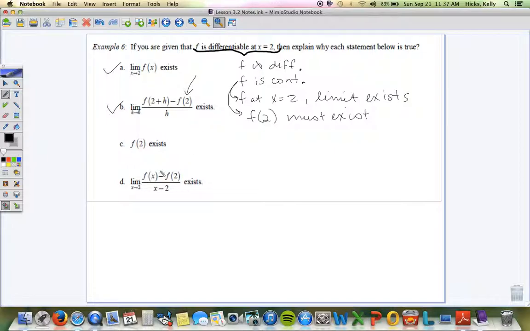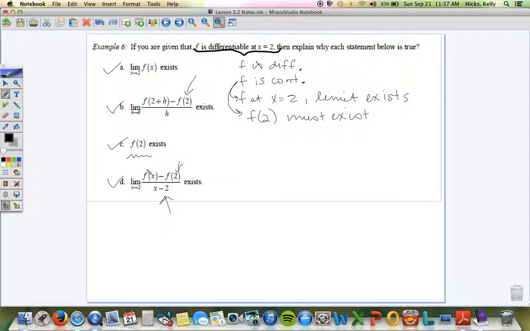f of 2 exists. Well, yes, that has to be true, because if the function is differentiable, then the function is continuous. If the function is continuous, then the limit from the right and the left have to equal the function at that point. So of course the function at that point exists. Check. Now the last one, that's just the alternative definition of derivative at this point. So again, yes, this has to exist.